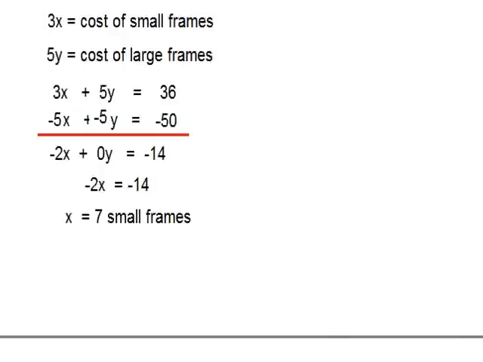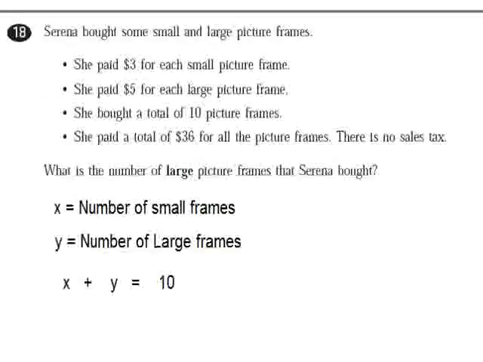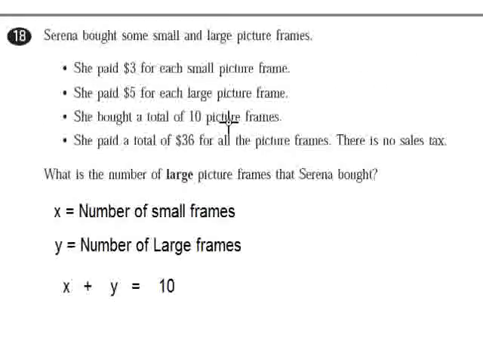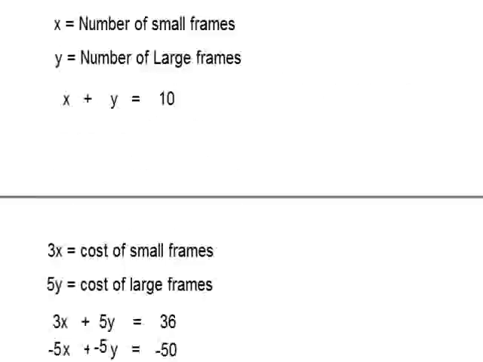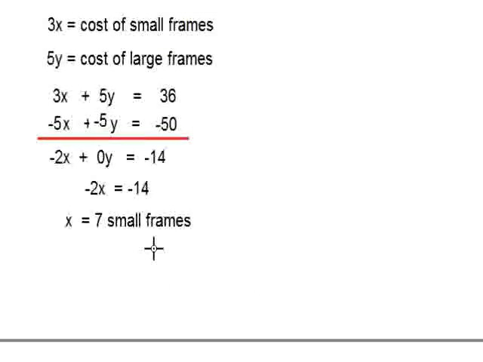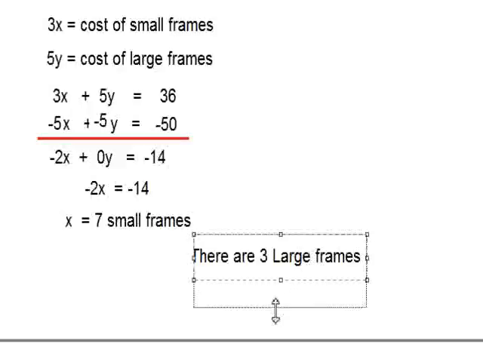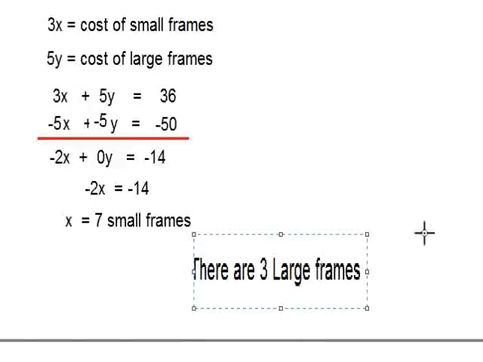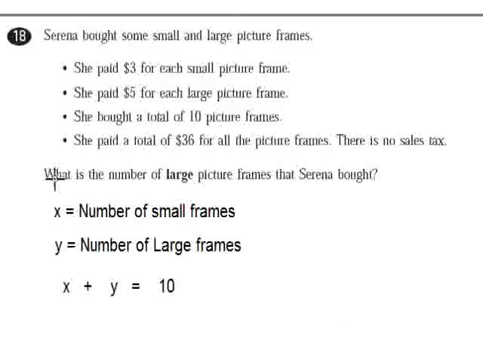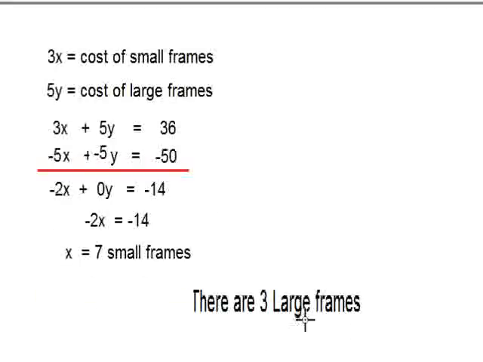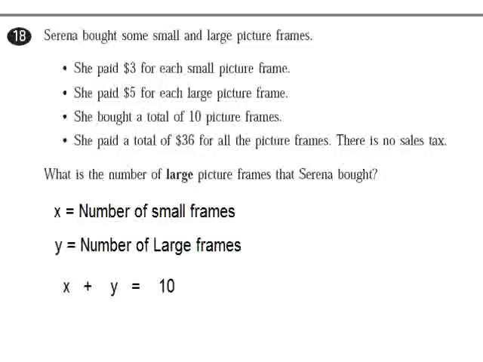And if you think about it, in our original equation there were 10 frames altogether. There was 10 picture frames, right? So if I subtracted the number of small picture frames, I'd get the number of large picture frames. So there's 3 large frames altogether. And that answers the question, right? The question was, what is the number of large picture frames that Serena bought? There are 3 large frames, or Serena bought 3 large frames. So that's number 18.